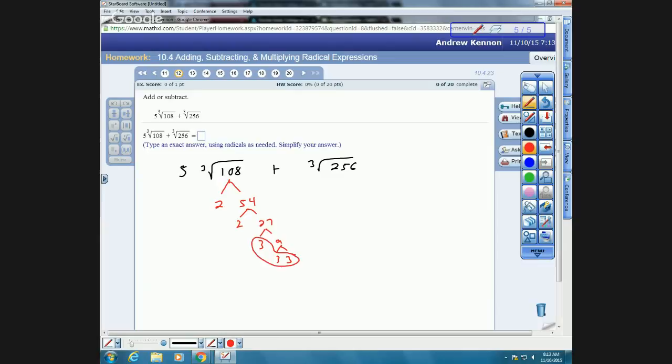So there I need a group of 3 since it's a cube root. So I need 3 people to break out of jail, so the 3s come out. So I have 15 on the outside. These 2 don't have enough to break out of jail, so I'm just going to multiply them back together and have 4.